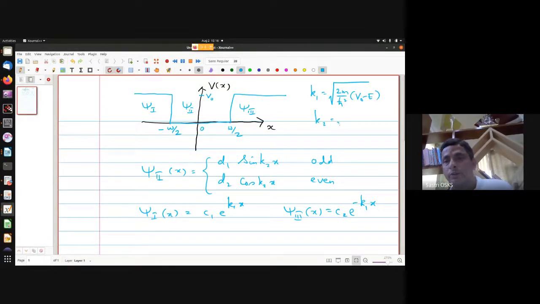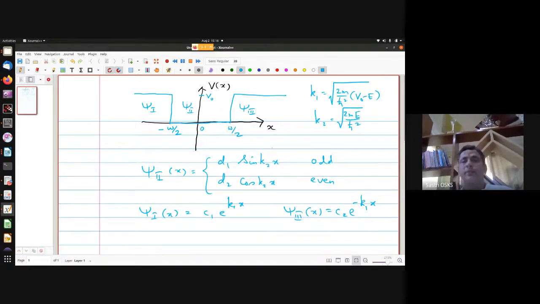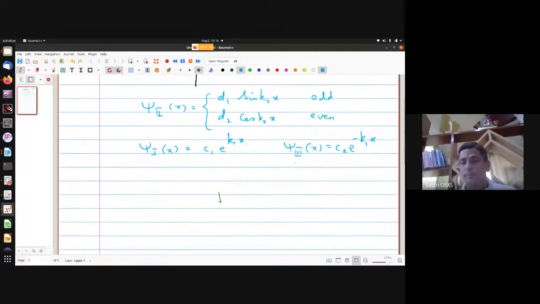And k2 was square root of 2mE by h cross. Okay, so this is a very quick revision. Now the point that we want to make is 1 by psi1. So let me take the odd solutions.